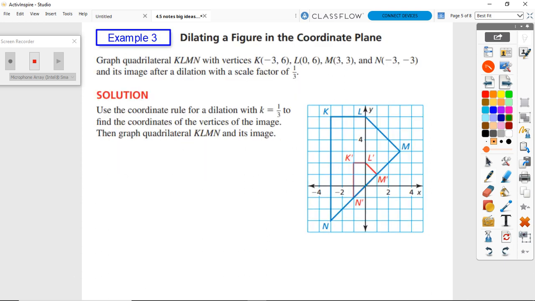Here's a reduction. Graph quadrilateral. Now they did it for us here.